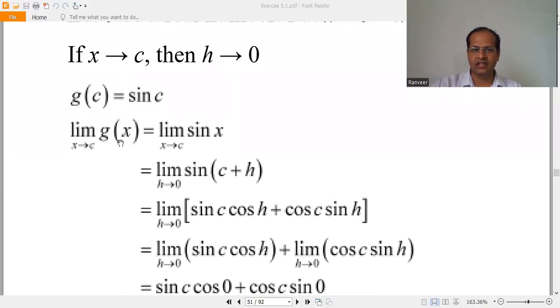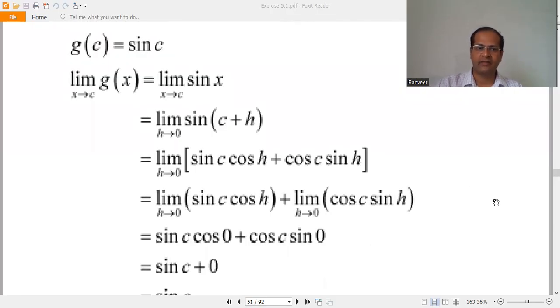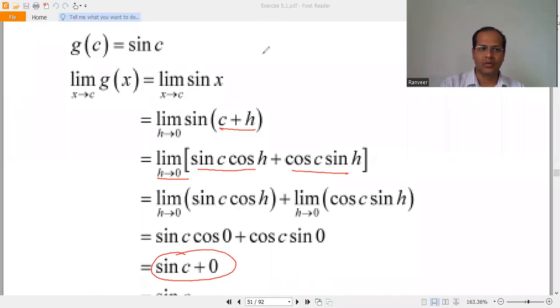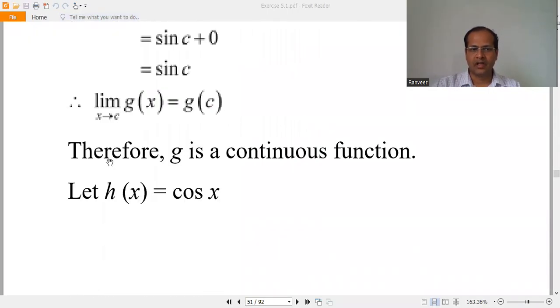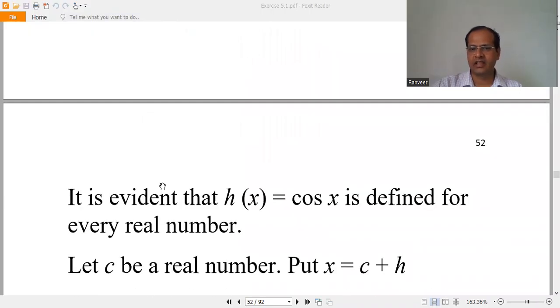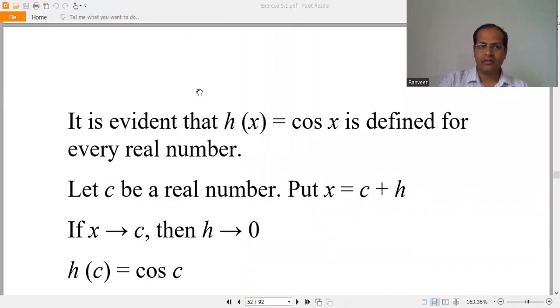Limit x tending to c of g(x) equals limit x tending to c of sin x. After that, limit h tending to 0 of sin(c plus h), using sin A cos B plus cos A sin B, and this value is sin c. So limit x tending to c of g(x) equals g(c), so this function is continuous. And we will check whether h(x) is continuous or not. Definitely this is also a continuous function.